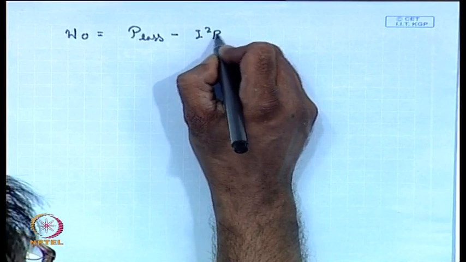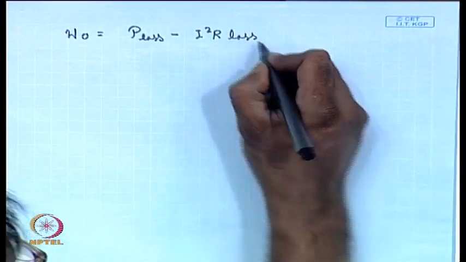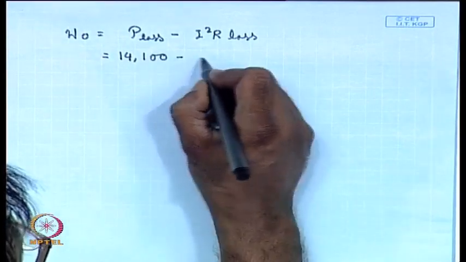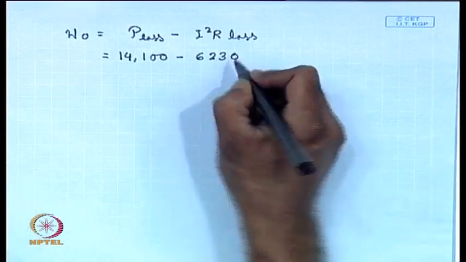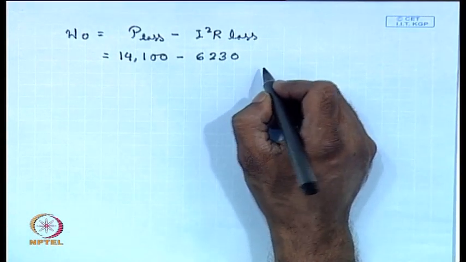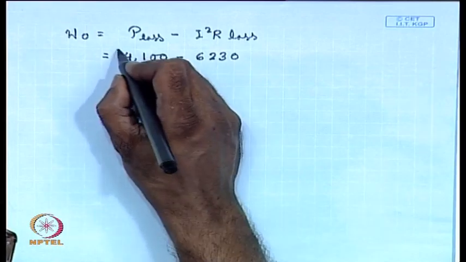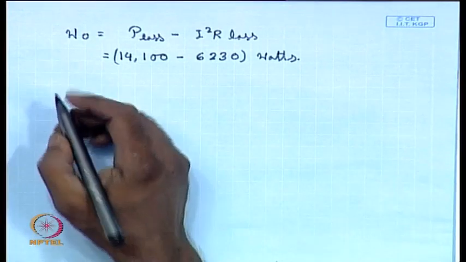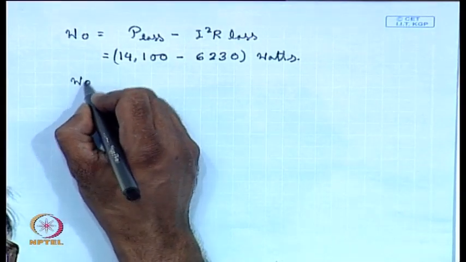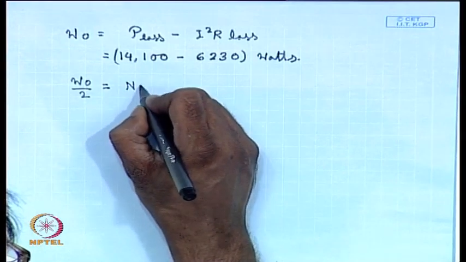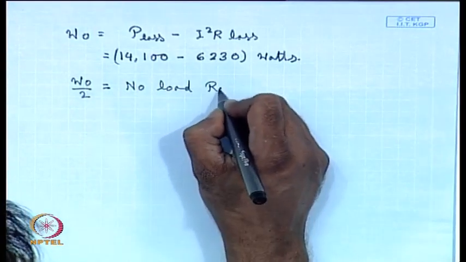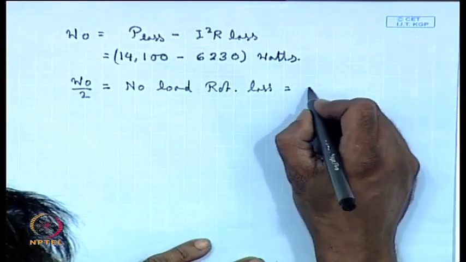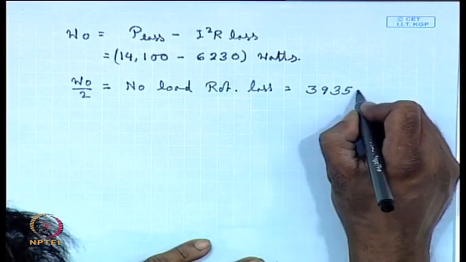So, the no load rotational loss of both the machines, W0, equal to P loss minus I square R loss. This comes to 14,100 minus 6230 watts. So, W0 by 2, which is the no load rotational loss, comes to 3935 watts.